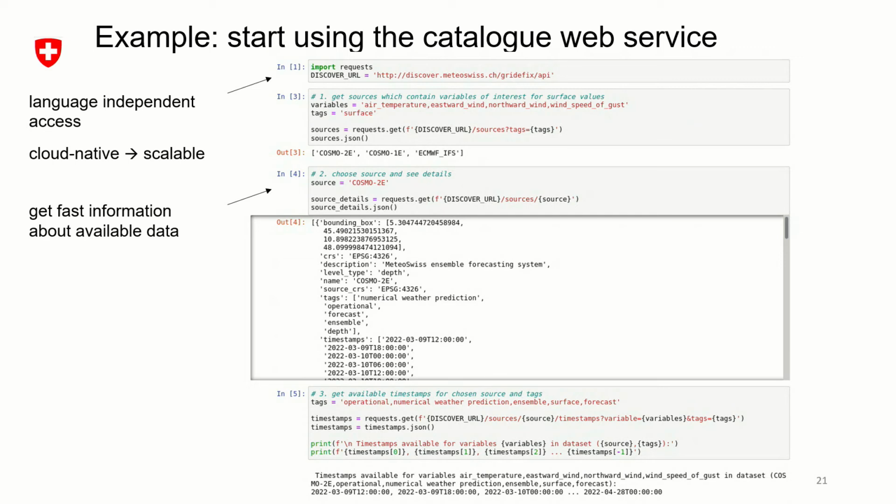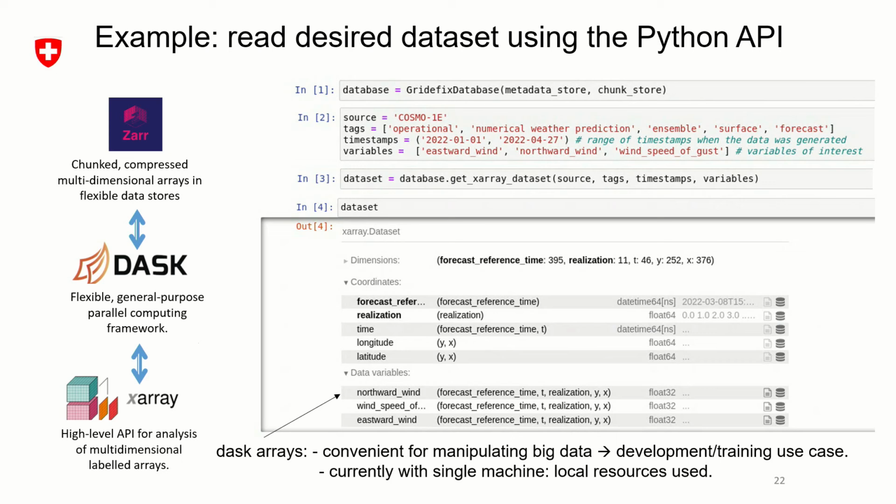So once you know which variables and which timestamps are available that you're interested in, you can use the APIs. The Python API looks something like that. You would instantiate the GridFX database with the metadata store and chunk store credentials, basically. It's the information you need to provide here. And then you would give the source, the tags, the timestamps, which might be a range or a list, and the variables you're interested in. And with a call, you would get the data set.